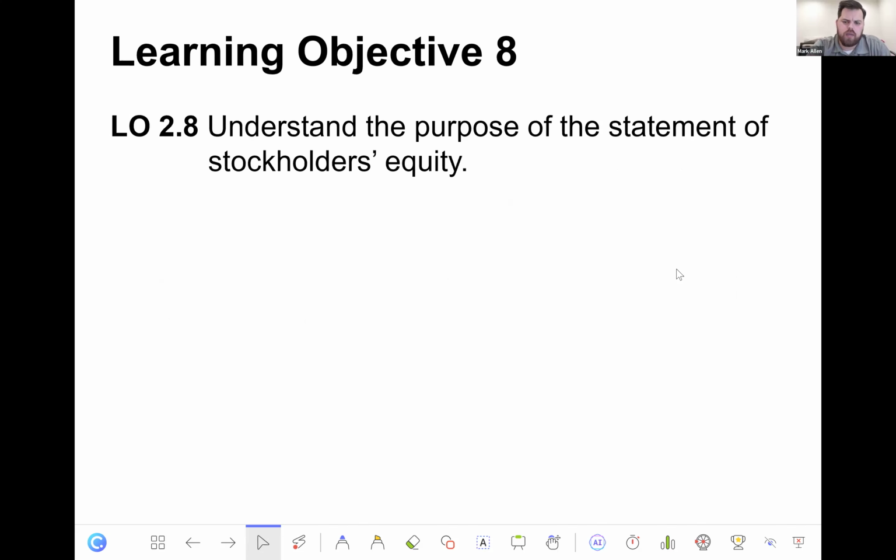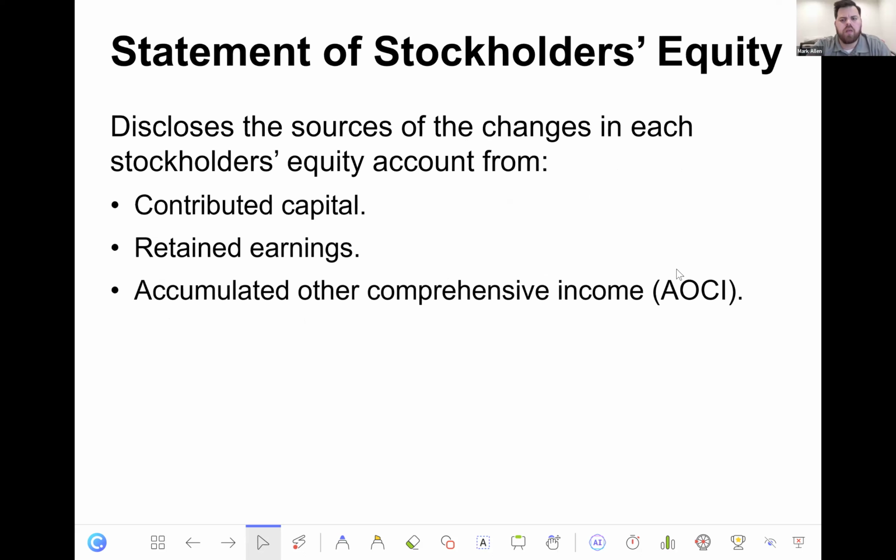Part D. So the statement of stockholders' equity is the last piece here that we want to look at. It's got a couple of pieces. We've already talked about contributed capital in class. This is, for example, the common stock account and the additional paid-in capital account.